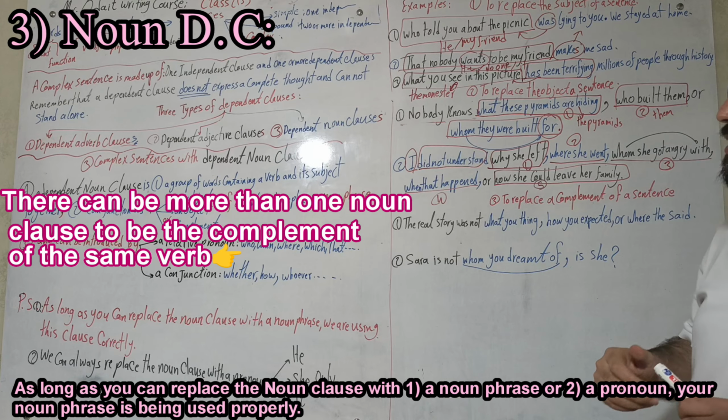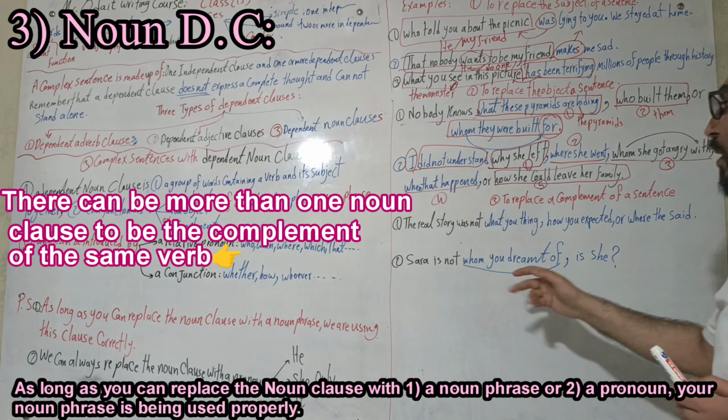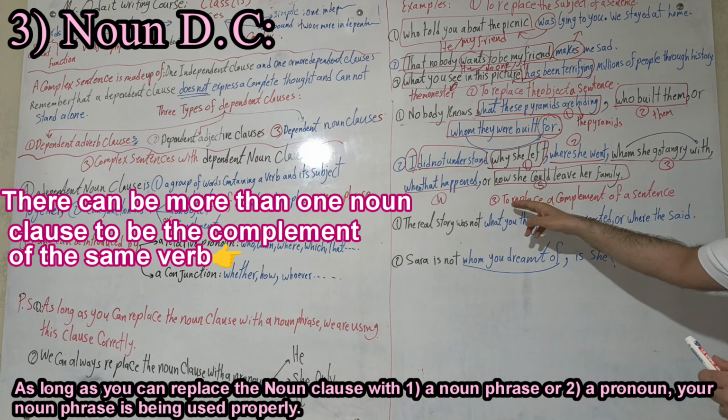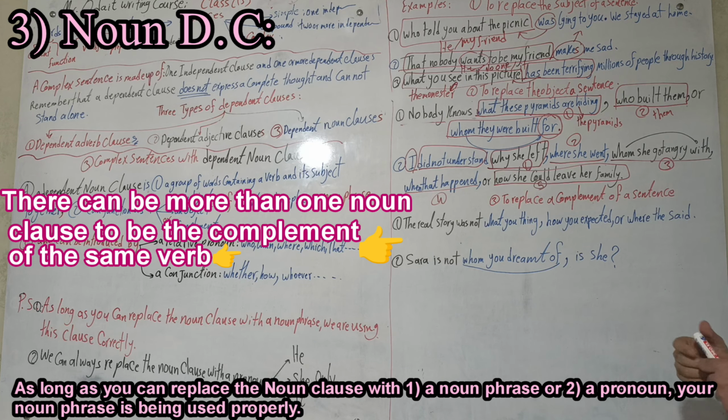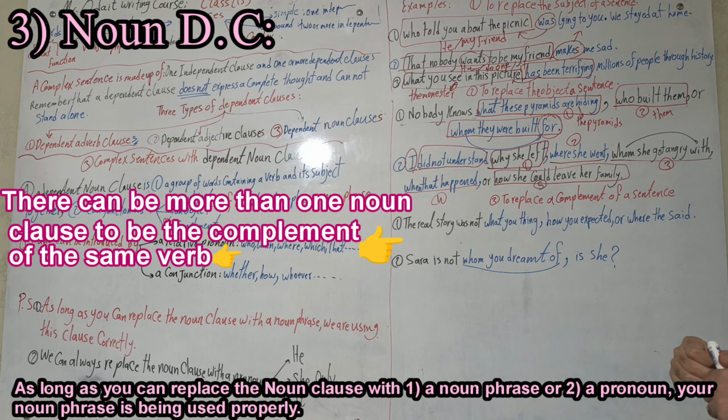And now, my friends, let's discuss the last use of dependent noun clauses in a complex sentence, which is to replace a complement of a sentence. And here, my friends, generally we use it after verb to be or after an intransitive verb. An intransitive verb, my friends, is a verb that doesn't require an object, as you all know.